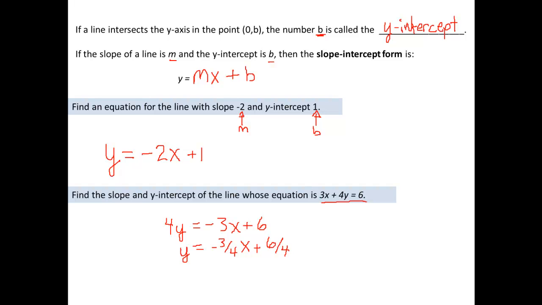And what do I see from writing the equation this way? Well, it's in mx + b form. It's in slope form. So m, which of course is the slope, I can see it's right here. It's -3/4. And b, the y-intercept, I can see in this equation it's sitting right here, 6/4, or if you like, 1.5 or 3/2.